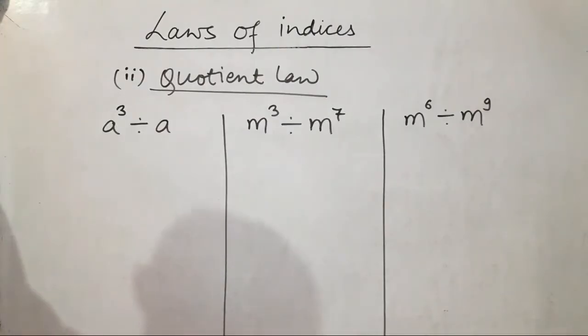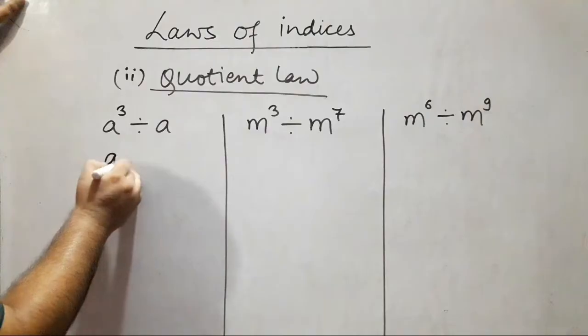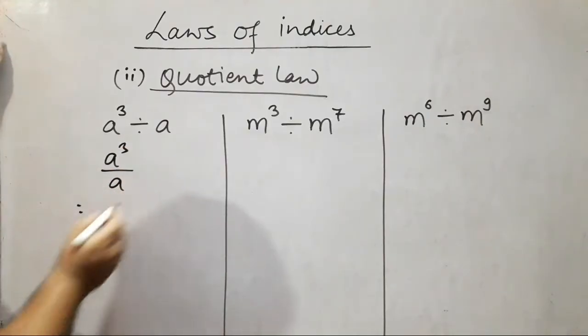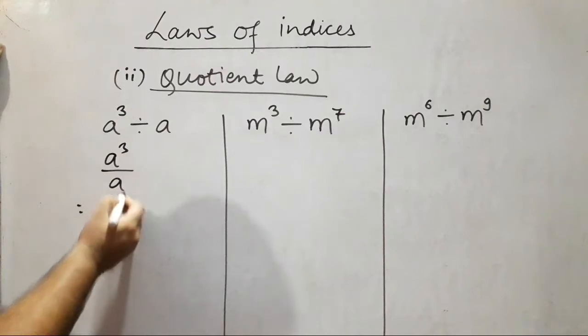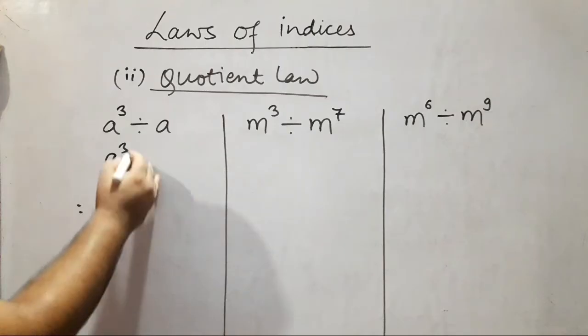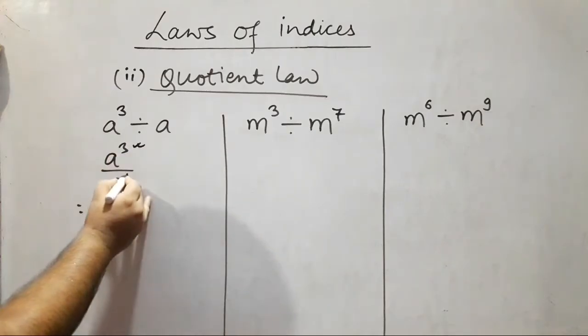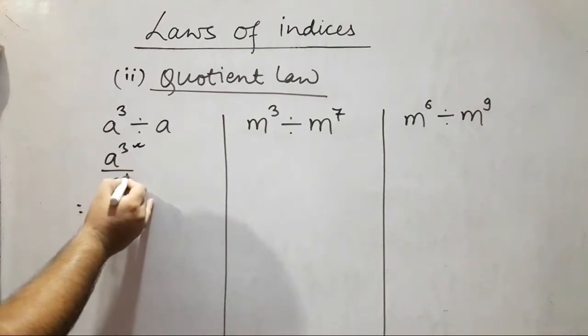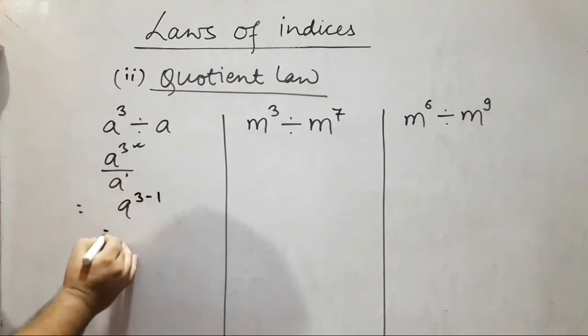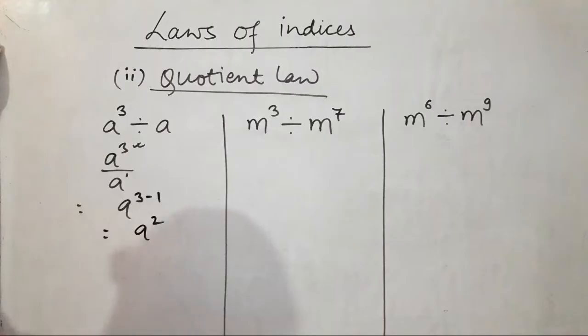Let's see some examples. A power 3 by a. Here simply a means there is power 1. So this power 3 is greater than power 1, so from 3, power 1 will be subtracted. We can write it as a power 3 minus 1. We will get a power 2.